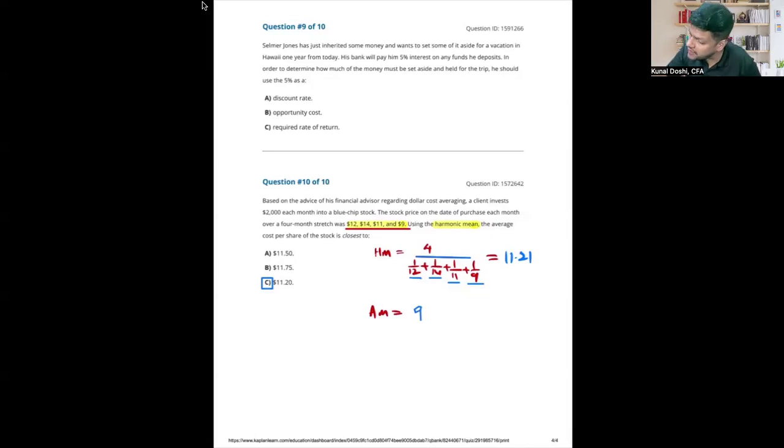Yes. And what if I told you to do the geometric mean? So the geometric mean compounded: 1.12 times 1.14 times 1.11 times 1.09, imagine these are all returns. I get 1.544 to the power 4 inverse minus 1. I'll get 11.49. 11.48, sorry, I'll do it again. 1.12 times 1.14 times 1.11 times 1.09 to the power 4 inverse minus 1. You'll get 11.485.